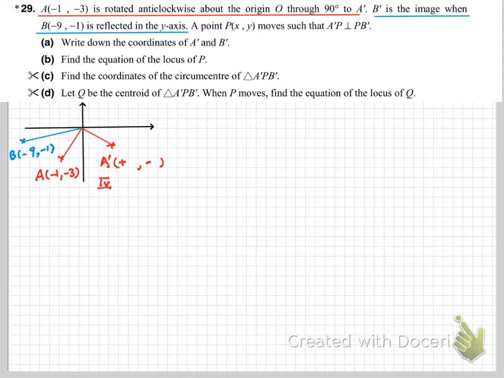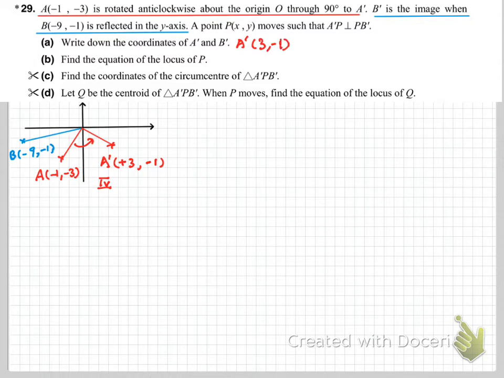Alright, so 1 and 3, after the 90 degrees rotation, changes to 3 and minus 1. If you rotate by 90 degrees or 270, you swap the x and y. If you rotate a full 180, you keep the x and y. X becomes x, y becomes y. Anyways, so this is A prime, alright? So we get the first answer. A prime is 3 and minus 1.